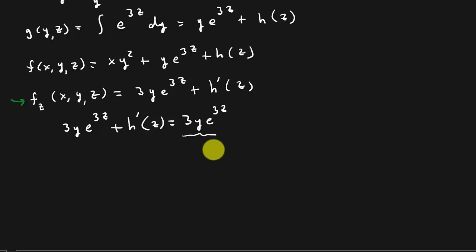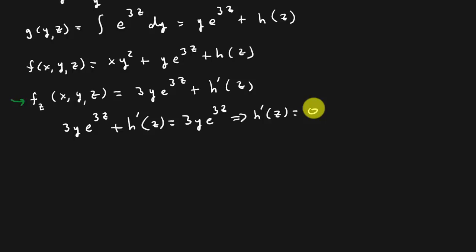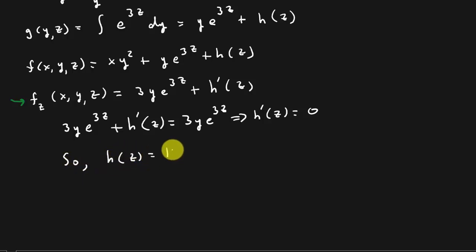And so this tells me that h prime of z is equal to what? 0. Well, the derivative of what is 0? Remember, the antiderivative, we're going backwards, okay? What did I take the derivative of to get this function? Well, what do you take the derivative of to get 0? A constant. So this tells us that h of z is just equal to some constant k.